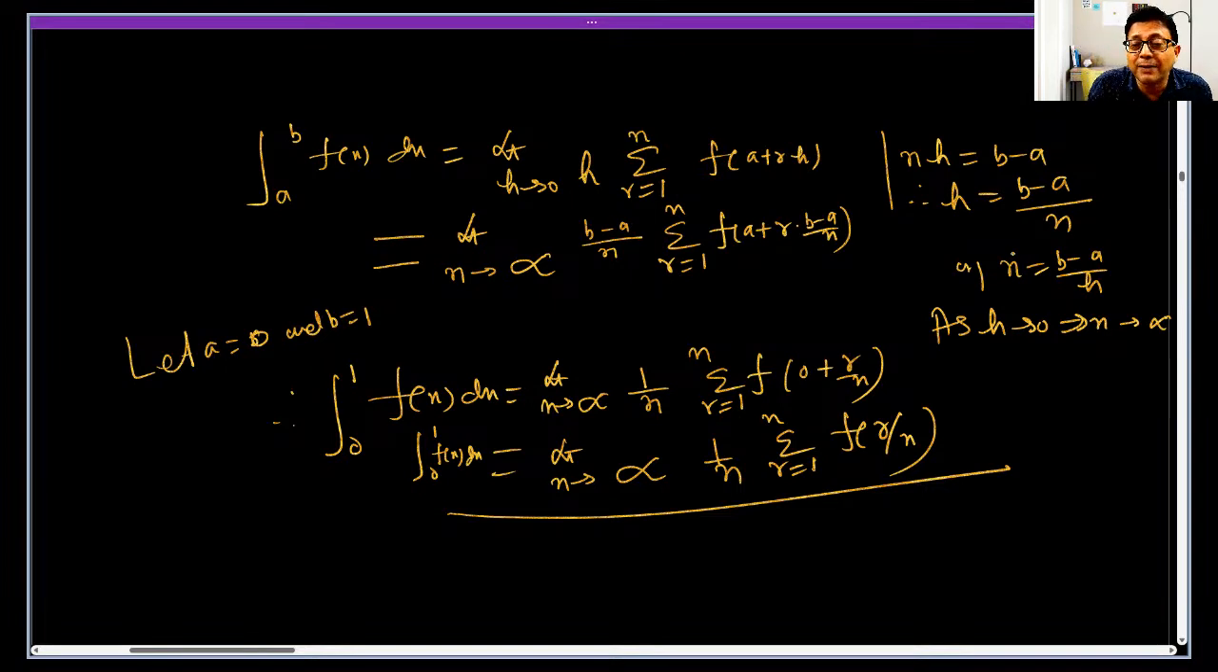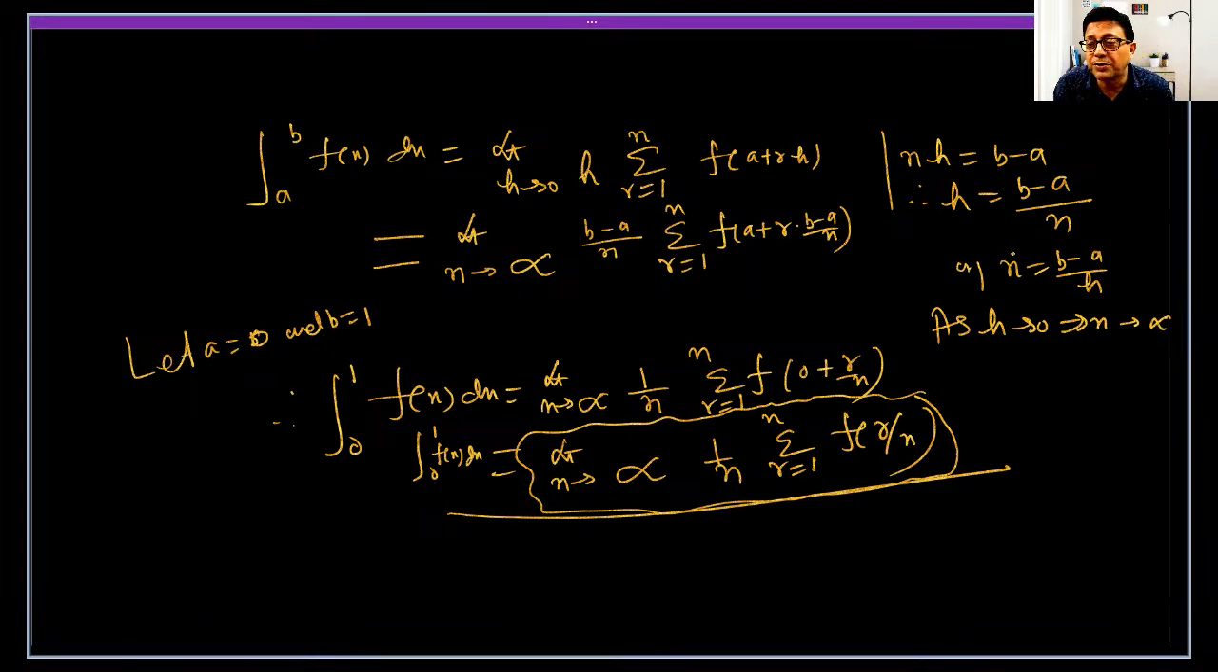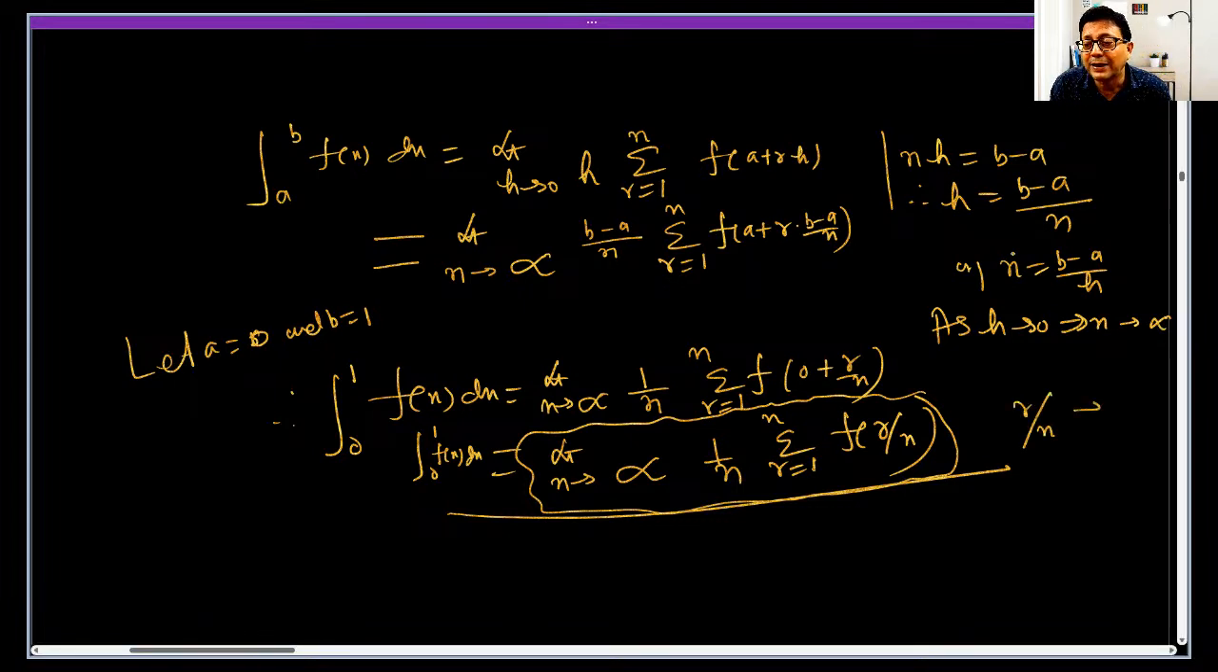Now suppose we have a series of this form. Can't we write it as 0 to 1 f(x) dx? So what are we actually doing here? r by n is going to be replaced by x. This is the advantage. If we get an infinite series of this form, its value is 0 to 1 f(x) dx. Is that clear? Once more, a to b f(x) dx is this thing.